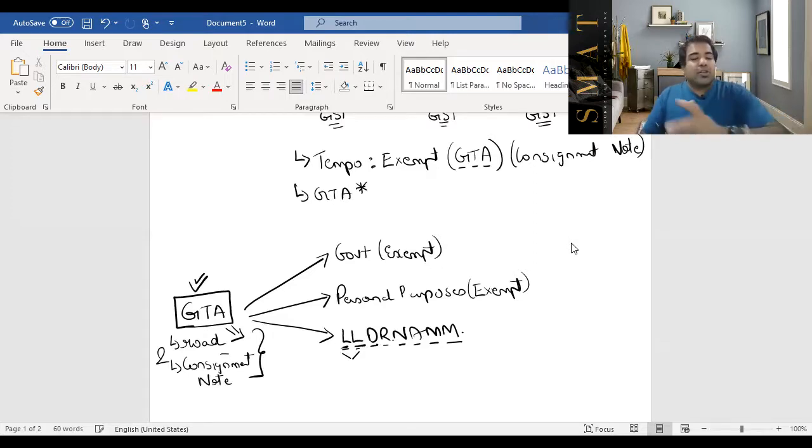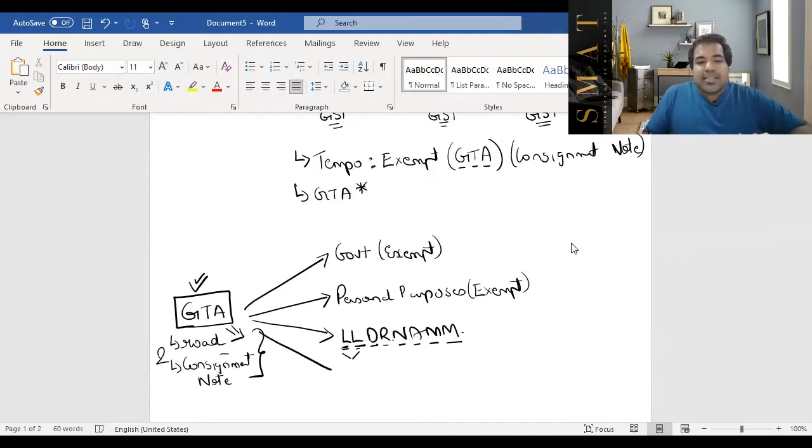If they're providing services to the government, no problem. If they're providing for personal purposes, for example, transportation of goods when you're moving from one city to another, no problem. And if it's LL Dr. Nam, LL is low value again, and Dr. Nam, you know the full form. If that is the case, then again there is no GST.